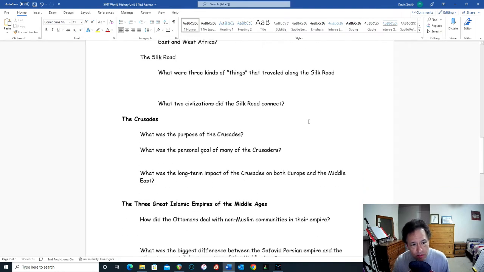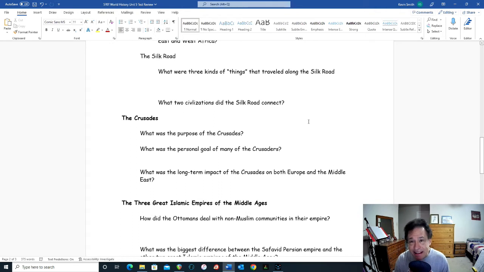So what were 2 civilizations that the Silk Road connected? And this is kind of going back into that classical period, but very early, the Silk Road connected the Roman Empire to the Han Dynasty in China and contributed to Rome's trade deficits actually, and contributed to Rome's economic downfall.